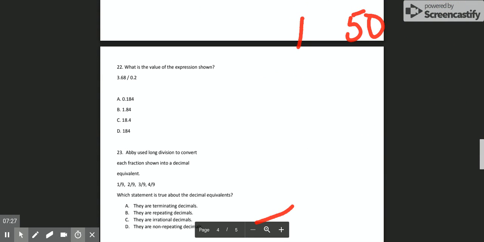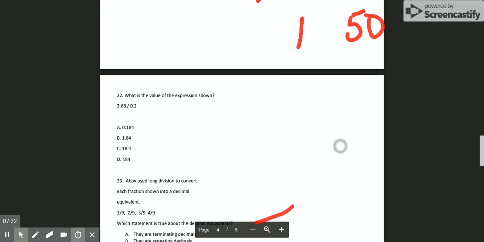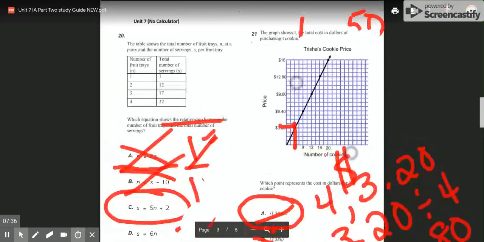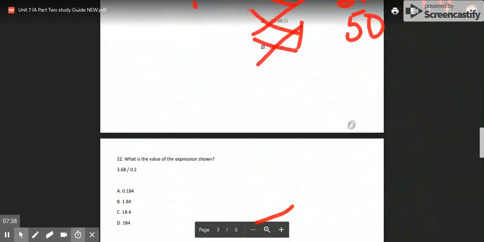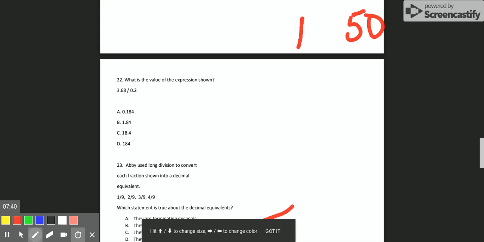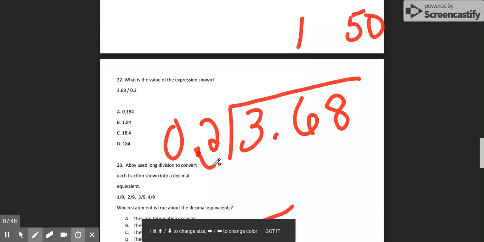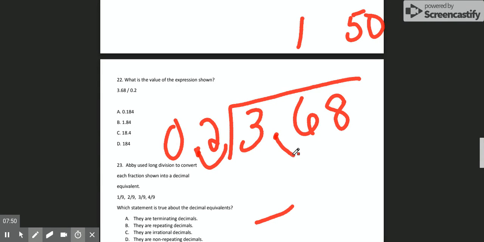22, what's the value of the expression shown? Let's check, and so these are no calculator. 22. So we do 3.68 divided by 0.2. And you gotta move this decimal point over, you gotta move this decimal point over, and then you bring it straight up.